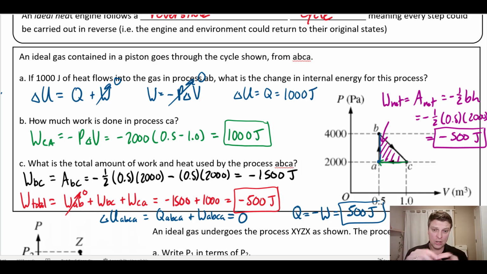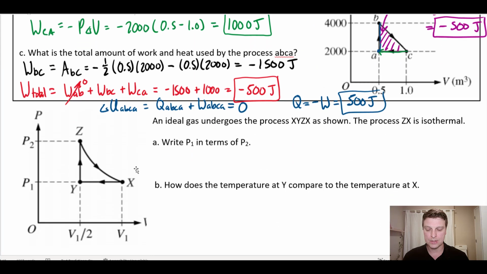So I can look at individual steps, or I can look at entire cycles, or I can look at just part of a cycle. It all depends on what's going to be useful for me for figuring out the problem, okay? So we'll do a couple more examples here.